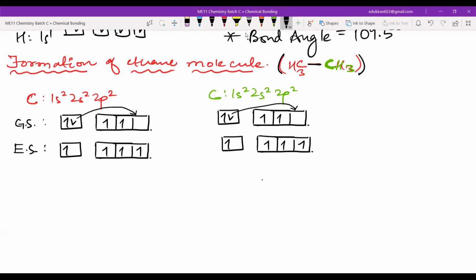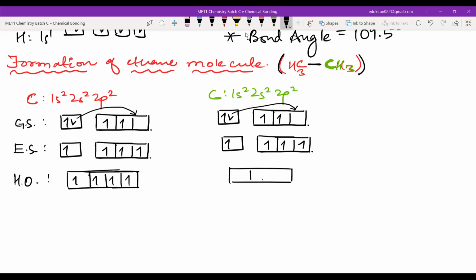Now there will be hybrid orbitals. In hybrid orbitals you will have 4 hybrid orbitals. All of them will be sp3 for both of them. Here also you will get the hybrid orbitals which are sp3 for both of them.